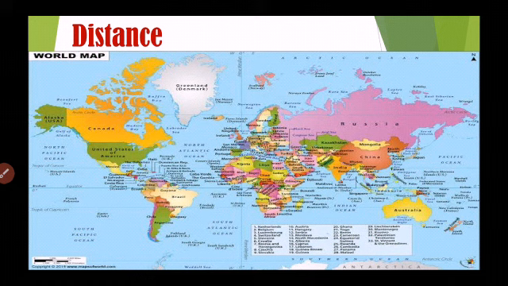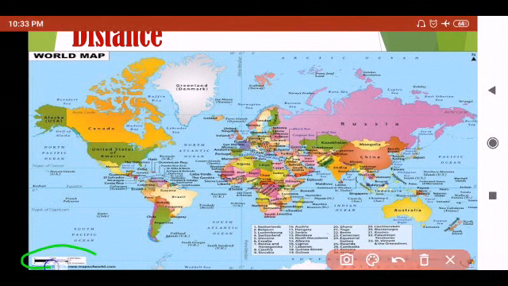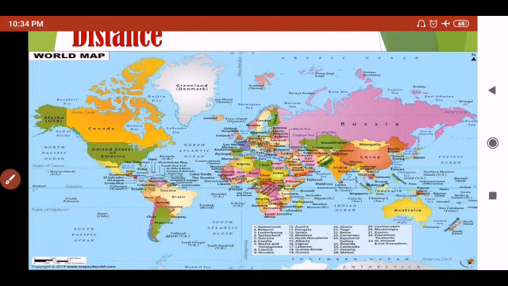Now, we can say that maps are drawn to reduced scales. What is this scale? Here you can see a scale shown to us. It shows the distance of places in reduced form. But this reduction is done very carefully so that the distance between the places is real. It is only possible when a small distance on paper represents a large distance on the ground.